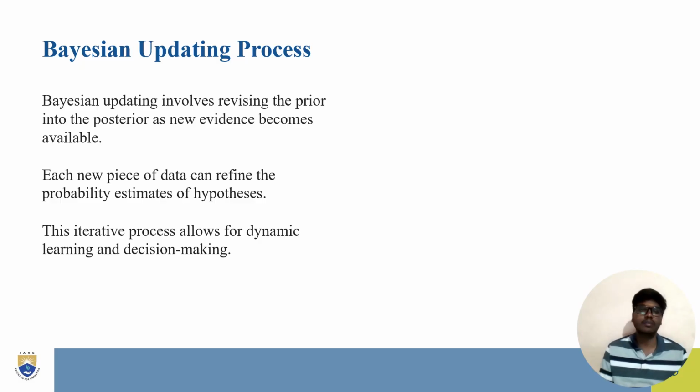Here we are seeing Bayesian updating, which involves revising the prior into the posterior as new evidence becomes available. A new piece of data can refine the probability estimates of a hypothesis, and this iterative process allows for dynamic learning and decision making.